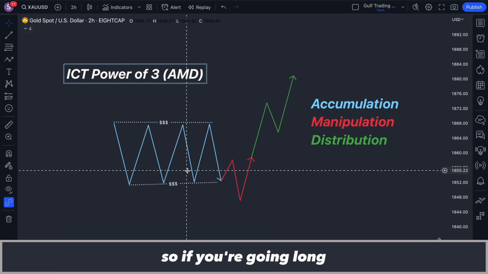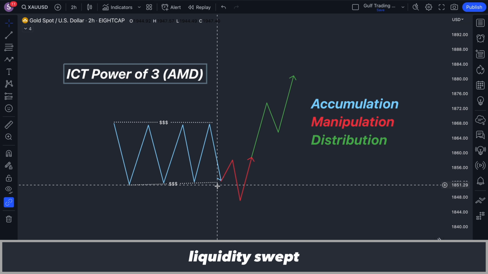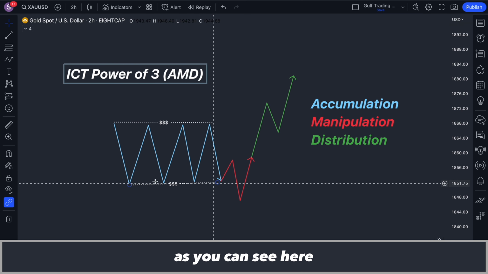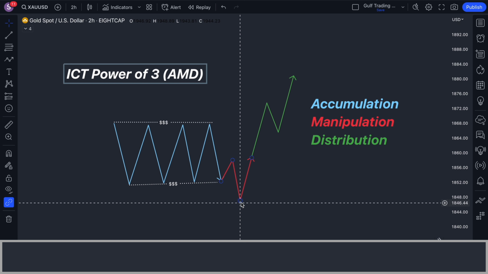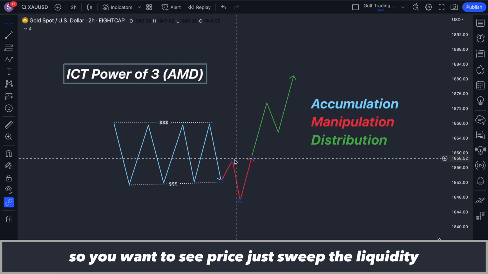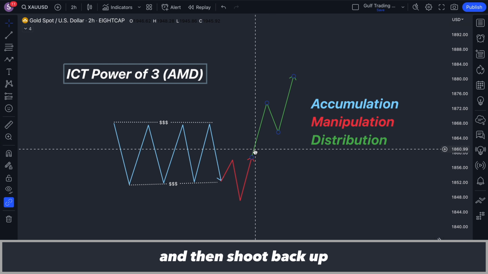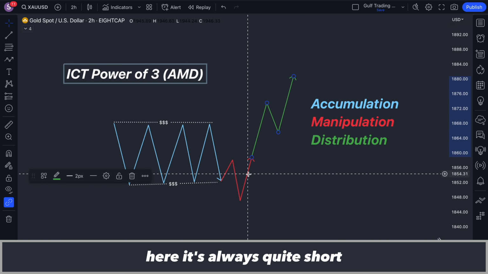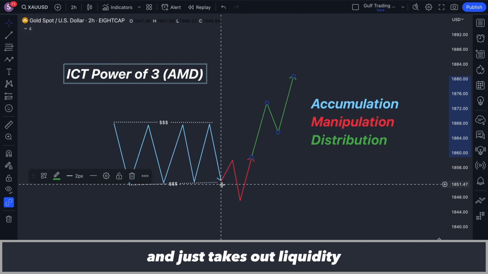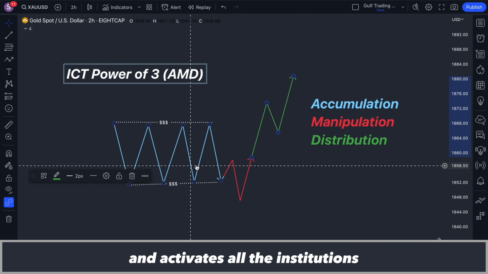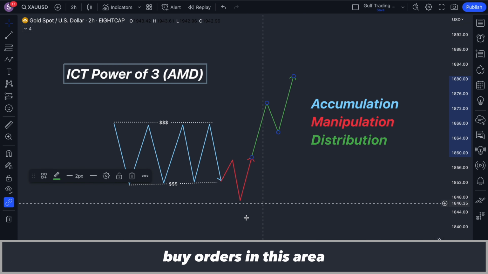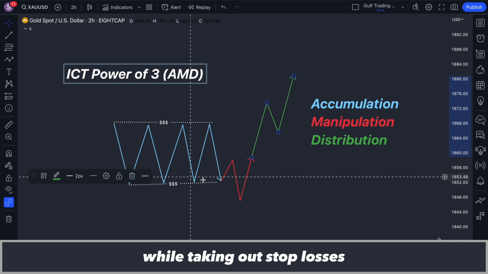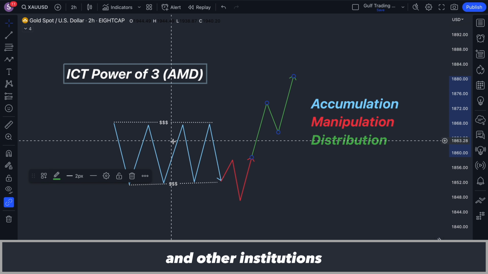If you're going long, then it would be like this. You'd get sell side liquidity swept. So you can see here, all these equal lows swept, and then price shoots back up. You want to see price just sweep the liquidity and then shoot back up, and this confirms that there was a manipulation phase here. It's always quite short and just takes out liquidity and activates all the institutions' buy orders in this area while taking out stop losses of all the retail traders and other institutions.